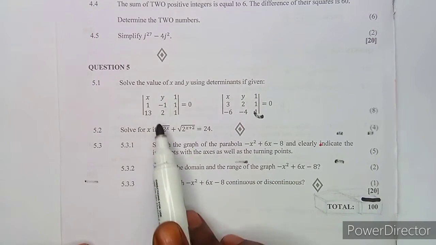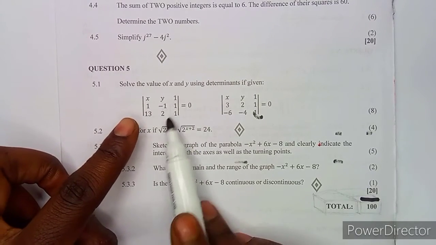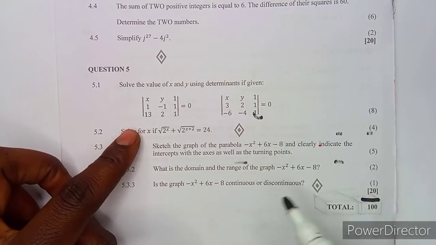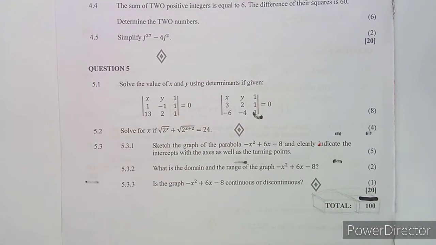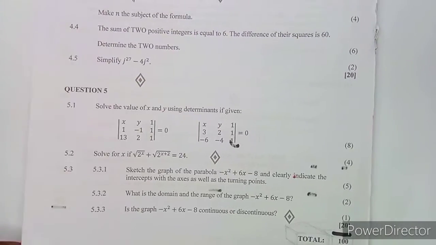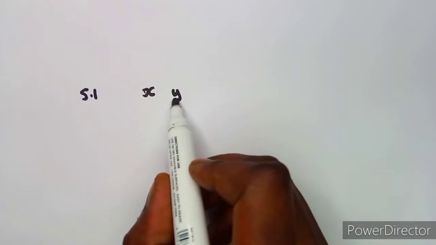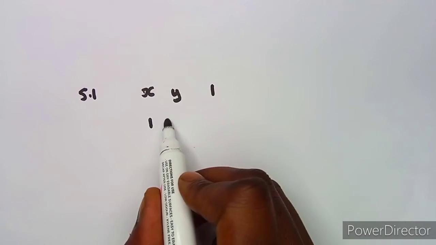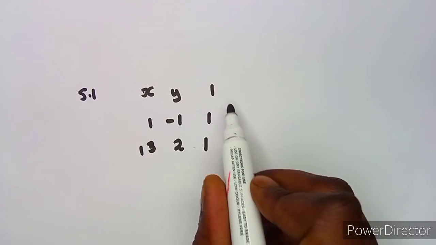Okay, this is an indication that the determinant of this matrix is equal to 0. Also the determinant of this one is equal to 0. So what can we do to find the values of x and y? This is what we know, that whenever I am calculating determinants, I'm going to start with the first one: x, y, 1; 1, minus 1, 1; 13, 2, and 1.